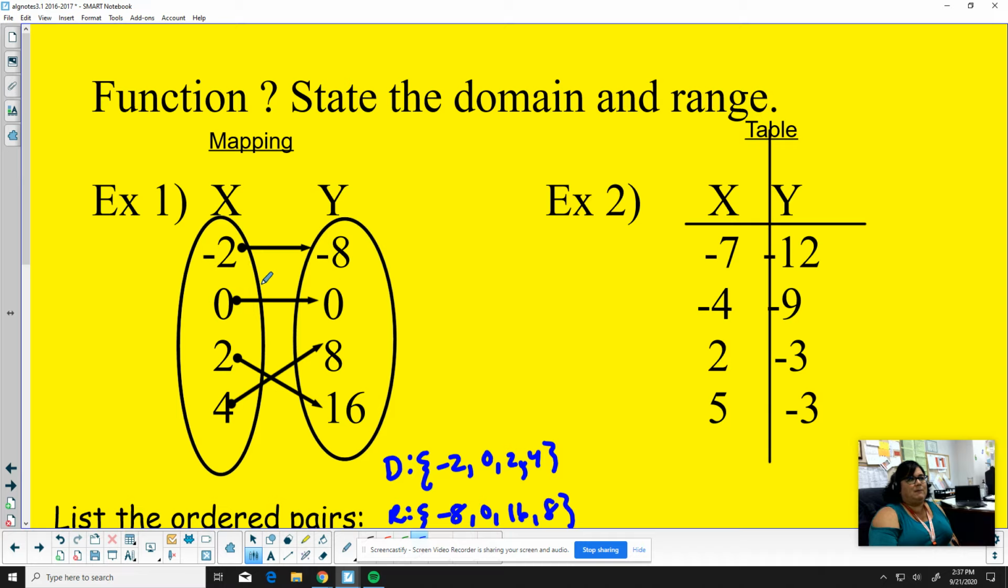There is one thing about the mapping, though. You can't have any repeaters in either of the circles. So if you did a mapping and there was a repeater, you just have two arrows either coming off of it or going to it.